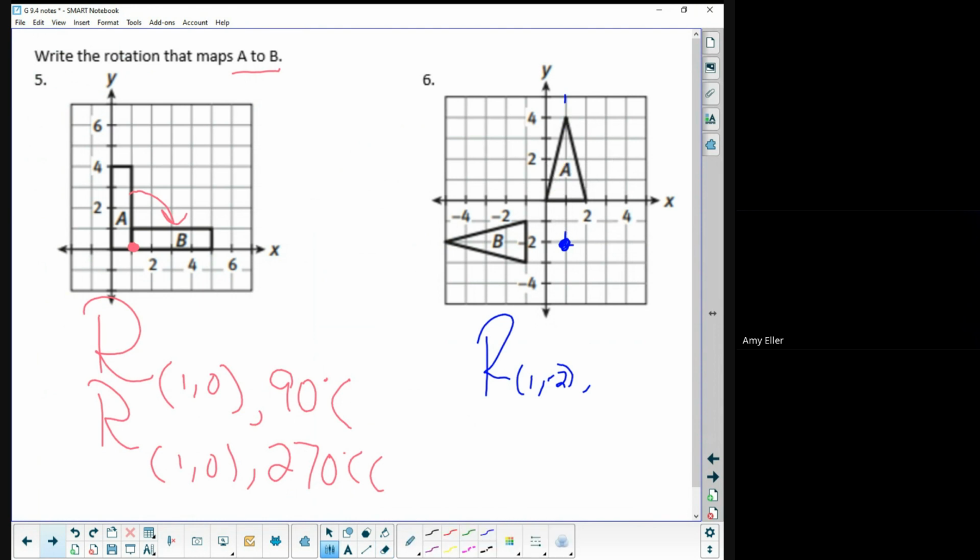Okay? Do we want to go clockwise or counterclockwise? Which one? How many degrees? 90. It will always be 90, 180, 270. I'm never going to ask you to rotate like 30 degrees or 40 degrees because it's really hard to calculate that. So if I'm asking you, it's going to be an exact 90, 180, or 270.